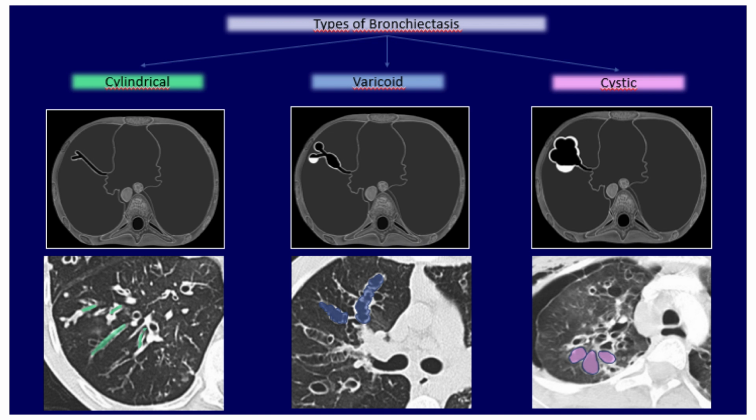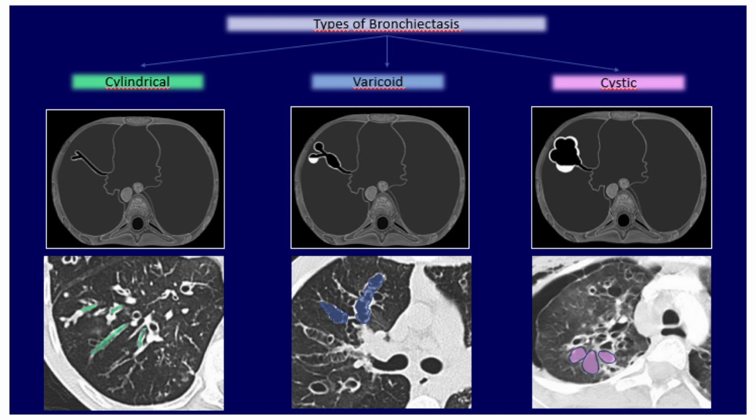Then here we're gonna move on to types of bronchiectasis. So mainly we have 4 types of bronchiectasis. 3 of them are mentioned here, and 1 is not mentioned.